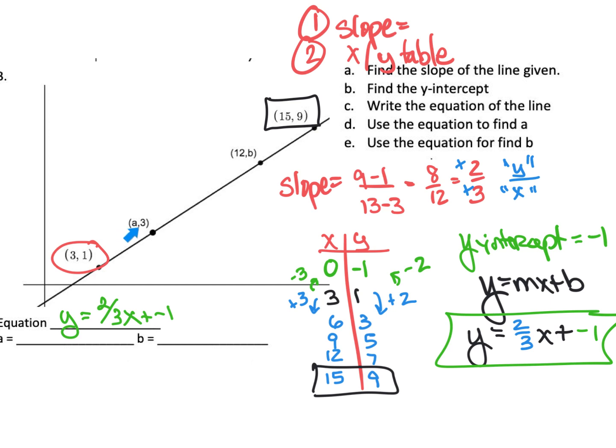So here is a, 3. So I want 3 on the y's. So it's 6, 3. So a is 6. And then here is 12, b. So 12, b, that's this guy here. So 12, 7. So the missing b is 7.